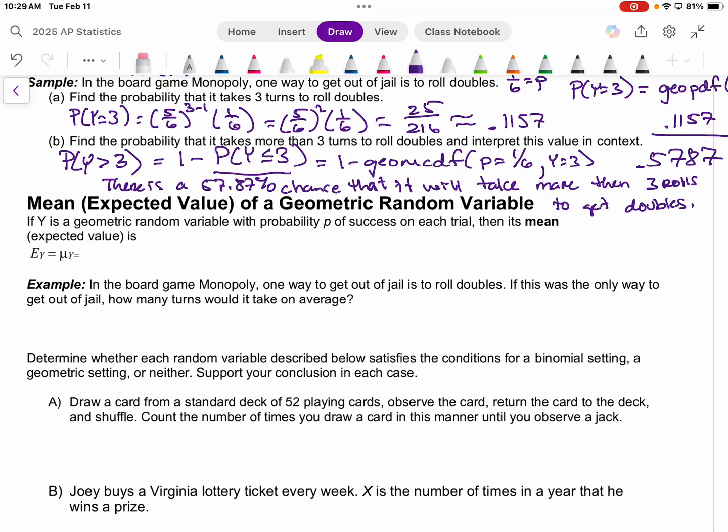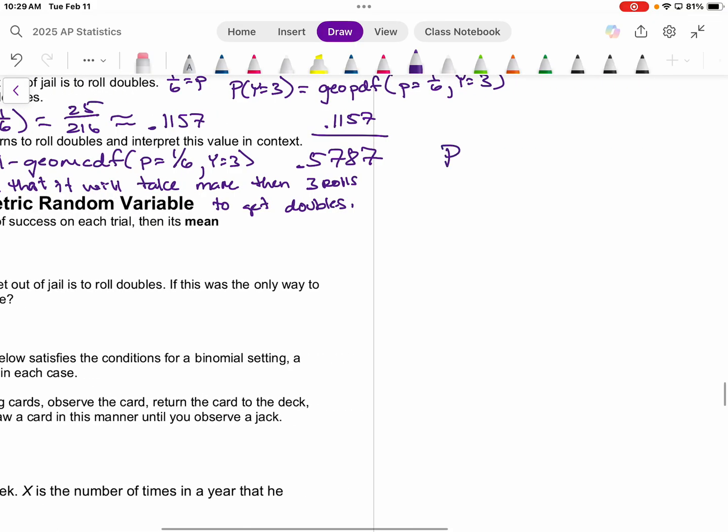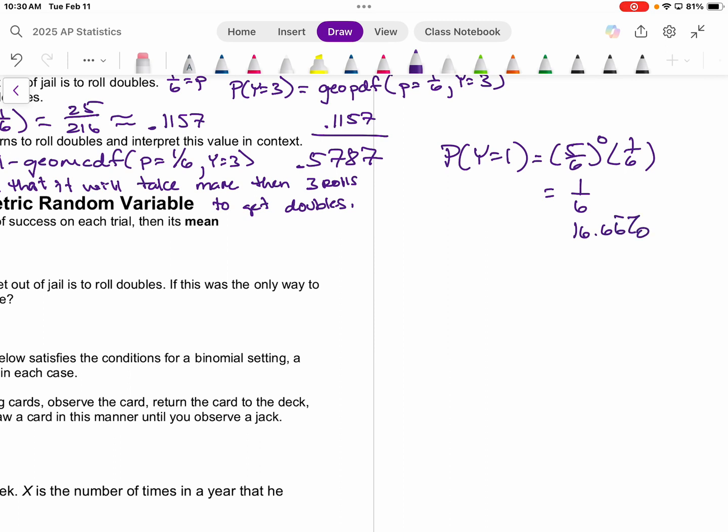Again, what's the percent chance of getting it on the first try? Taking 1 roll, getting doubles. Just a little sidebar. What's the probability that y was equal to 1? Remember, that would be basically 5/6 to the 0 power times 1/6, which is just 1/6. So there is a 16.6 repeating percent chance of getting doubles on the first roll. Okay?